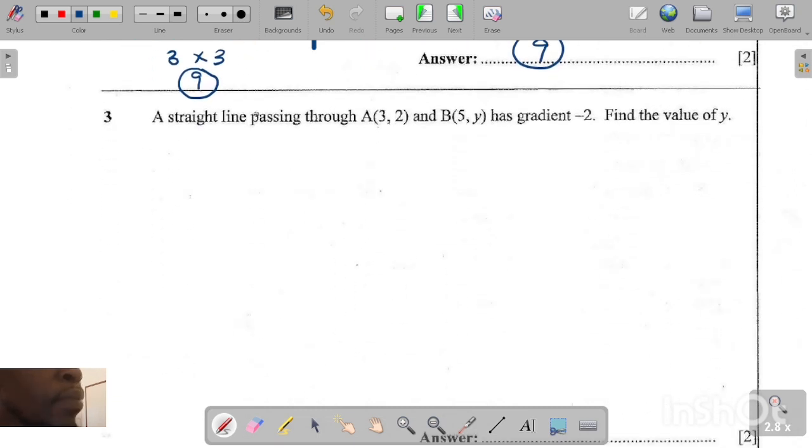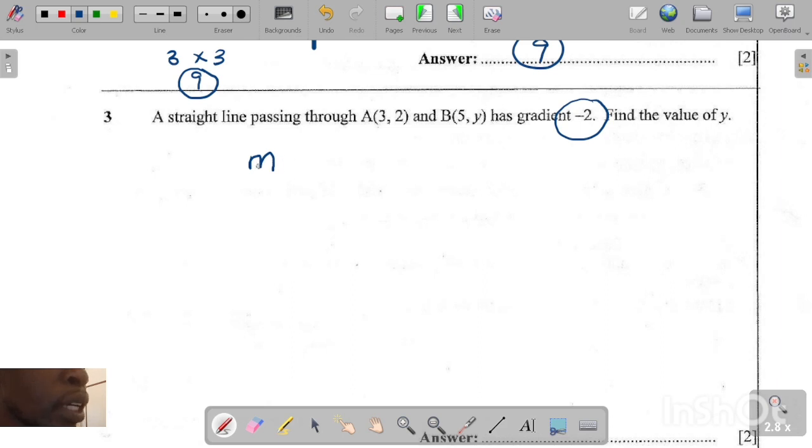Number 3: a straight line passing through points A and B with these coordinates and with this gradient. Find the value of y. Whenever you are given the gradient and the points, and you are asked to find the missing coordinate, it means you are supposed to use the formula for finding the gradient in order to find the missing coordinate. The gradient is given by the letter m.